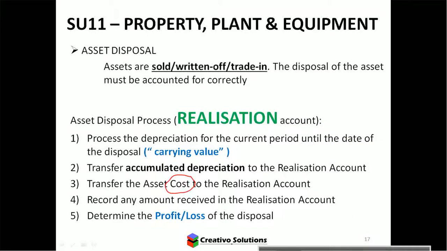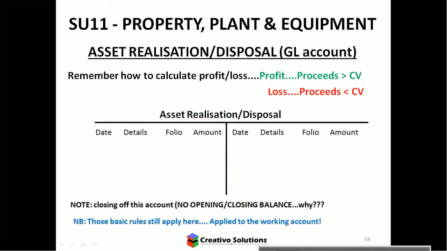Then we're going to record any amount received, so proceeds from the transaction, and then we're going to have a profit or loss on disposal, depending on what we've got. Okay, so let me show you how we would do that here, and then we'll do examples next week. When focusing on the asset realization account, it's a T account. That's what the T account looks like. Okay, T account, debit side, credit side.